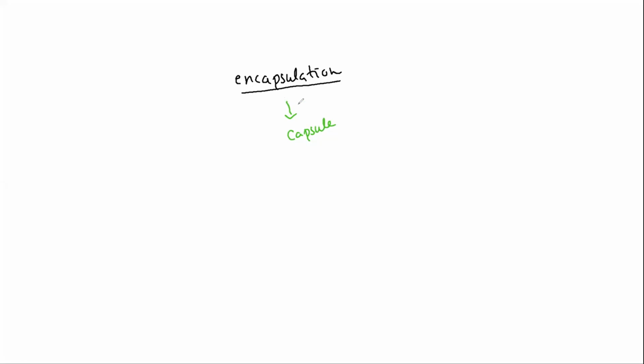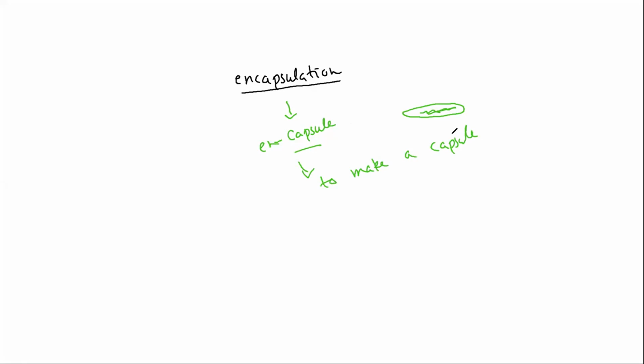So what is a capsule? A capsule is something like this, in which you have some medicine which is hidden, packed inside something. Capsule is a noun. If you make it encapsule, it simply means to make a capsule. So capsule is basically a package in which inside you have some medicine or anything you want.